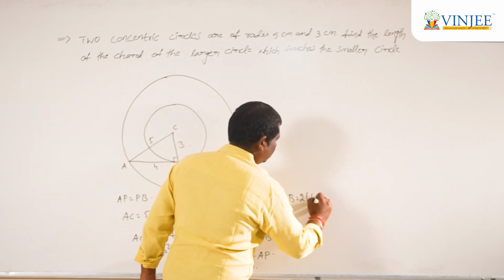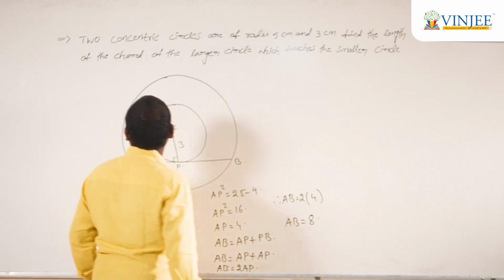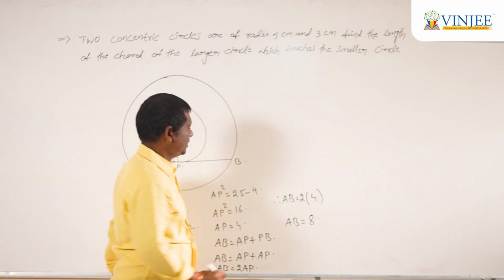Therefore, here AB, the length of the chord of the larger circle, will be equal to 8 centimeters.